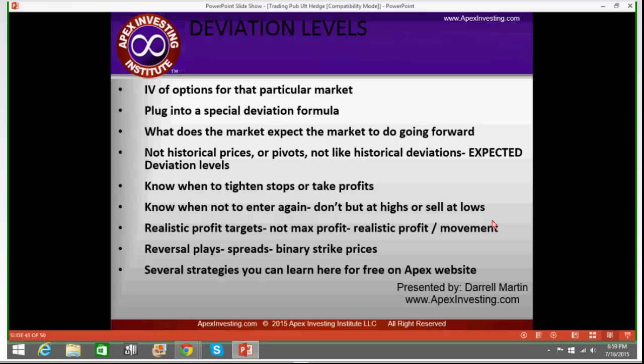It also shows you what is a realistic profit target. Not a max profit or what you could make. It's realistic. Helps you with reversal plays, knowing what spreads to pick, what binary option strike prices you might want. There's several strategies we have on that.